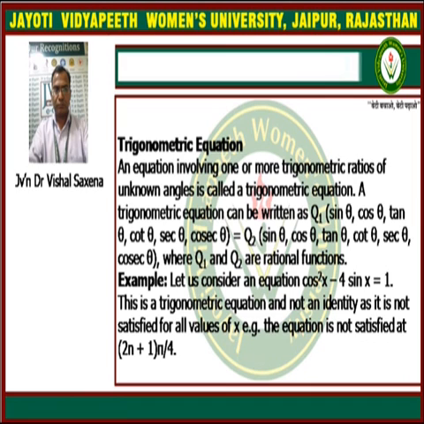Example, let us consider the equation cos square x minus 4 sin x equal to 1. This is a trigonometric equation and not an identity, as it is not satisfied for all values of x. The equation is not satisfied at (2n plus 1) pi by 4.